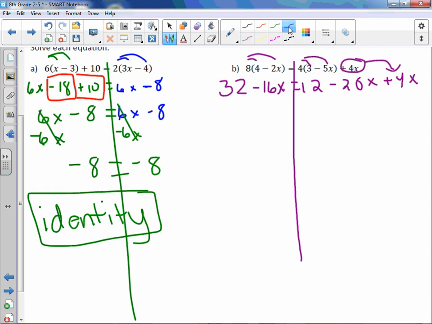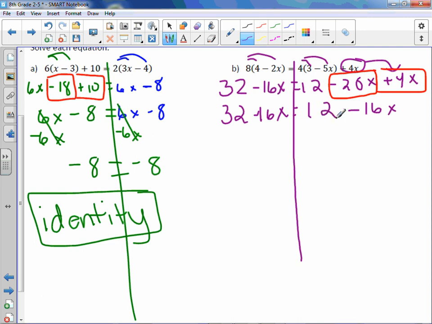Now, on the left-hand side, I can't do anything, so just bring everything down. But on the right-hand side, I have some like terms. I have negative 20x and plus 4x. Well, negative 20x plus 4x is negative 16x. And bring down the 12. Now let's take care of our variables. Let's add 16x to both sides.